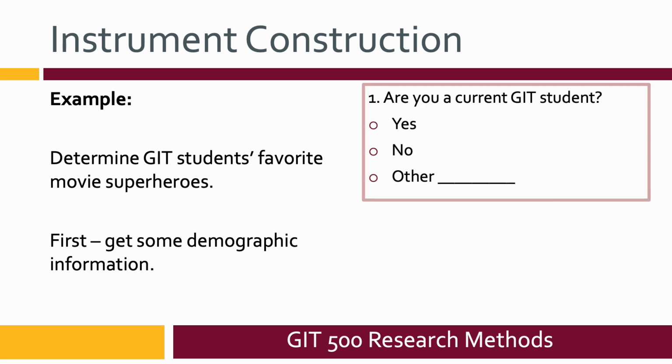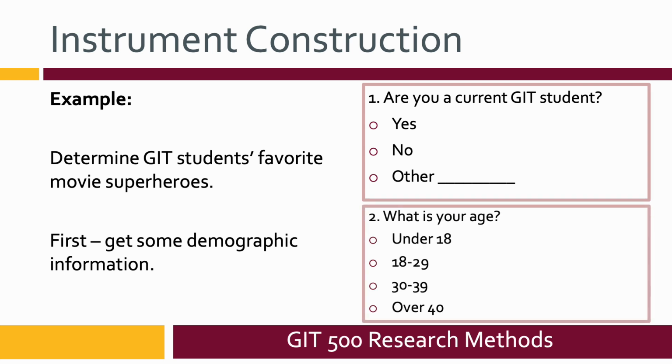Number 1, remember I said number your questions. Are you a current GIT student? Yes, no, and other. If you remember, I said before that you should always, in closed questions like this, give everybody an option they can answer, because perhaps they are not GIT students, but they have a focus area in GIT. We want to know that.